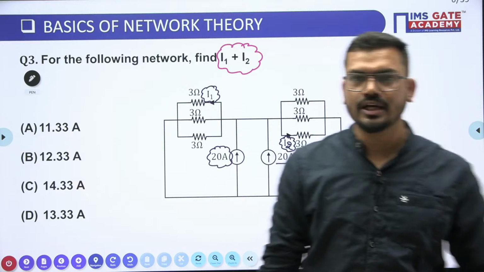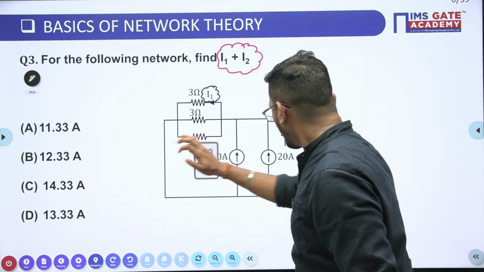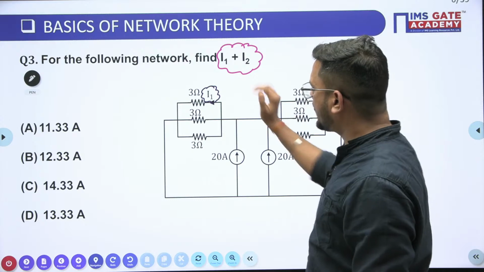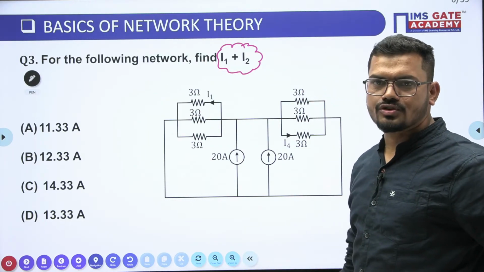Okay, so Rohit is saying D. Okay, so let us see, Rohit. Okay now, so how to solve this question? First of all tell me how to solve this question.